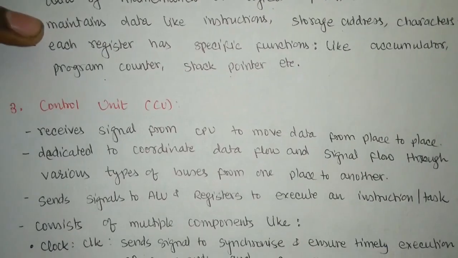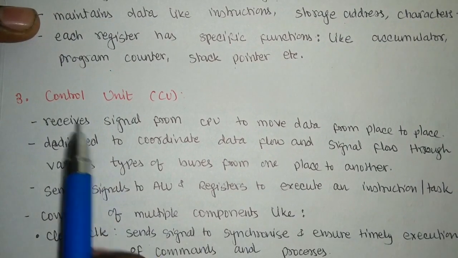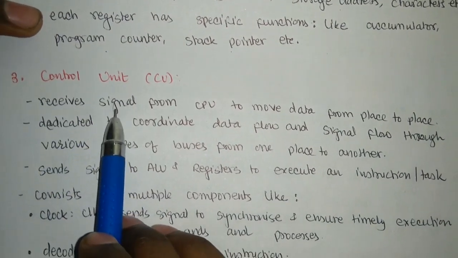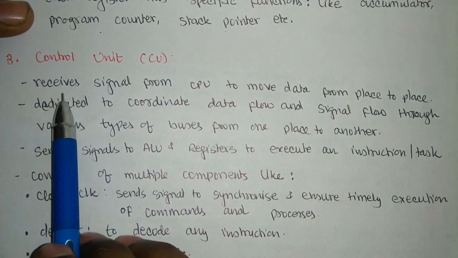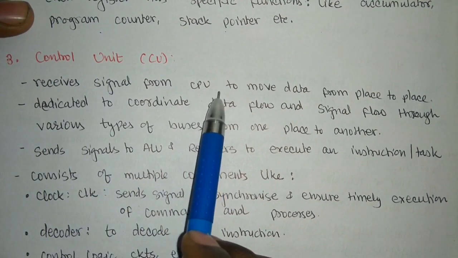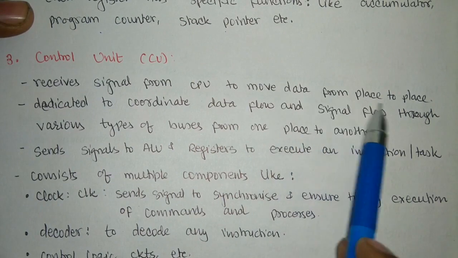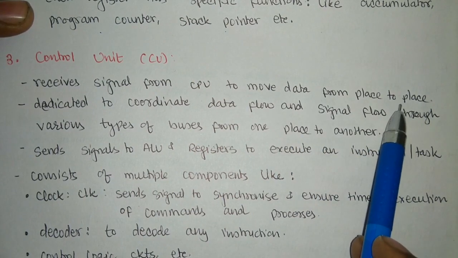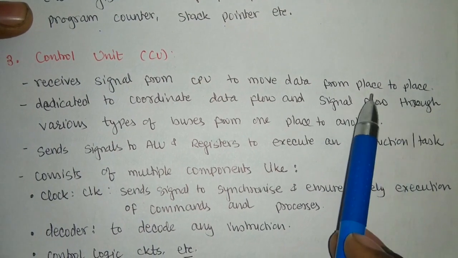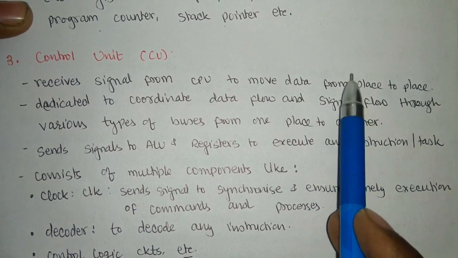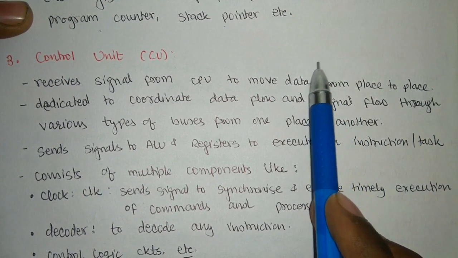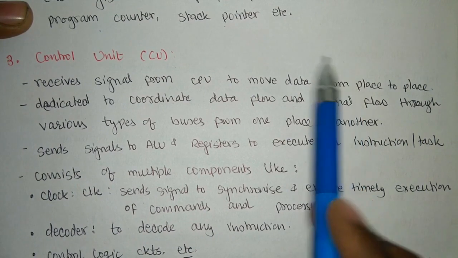After registers we will have a control unit. The name itself suggests the functioning of a control unit. It will receive the signal from the CPU or the processing unit to move data from place to place. So what data needs to be moved from what location to what location. If I need data to be moved from, let's say, input to my CPU, that will be controlled with the help of a control unit.